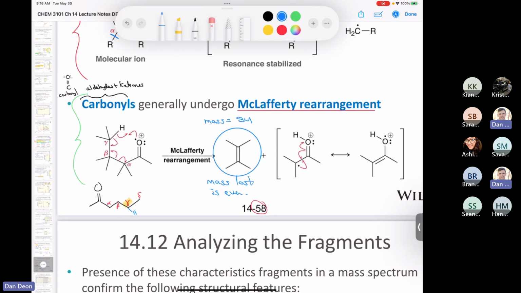Are you with me on that idea, McLafferty? Again, you don't have to draw the curved arrows. The idea is if you have a gamma carbon that has at least 1 hydrogen on it, you can have a McLafferty rearrangement. That's it.